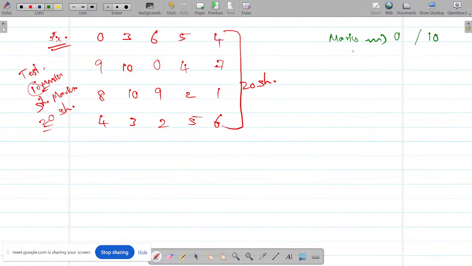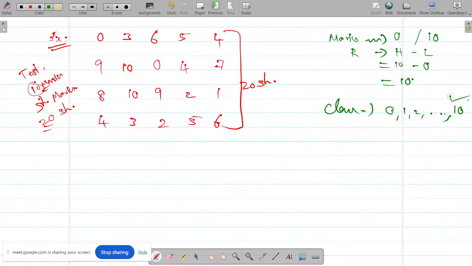10. Usually what we do is find the range. We know the formula for it. What's the range? Highest minus the smallest, least. Which means 10 minus 0, which is 10, a small range. So I can classify from 0, 1, 2, 3 up to 10 independently. If I classify this way, this is what you call a discrete series.